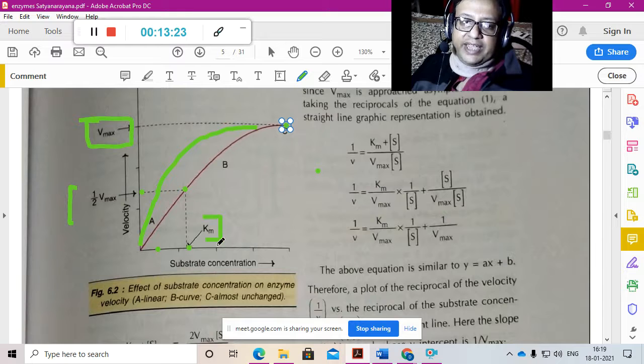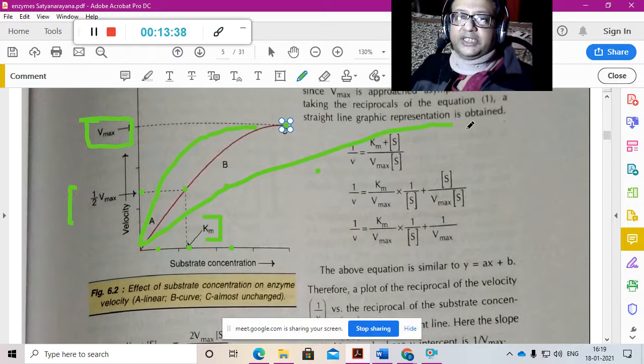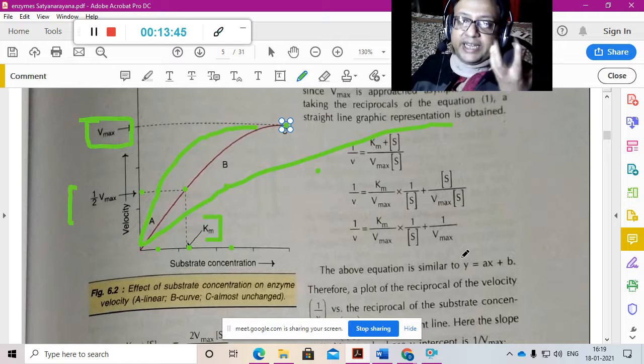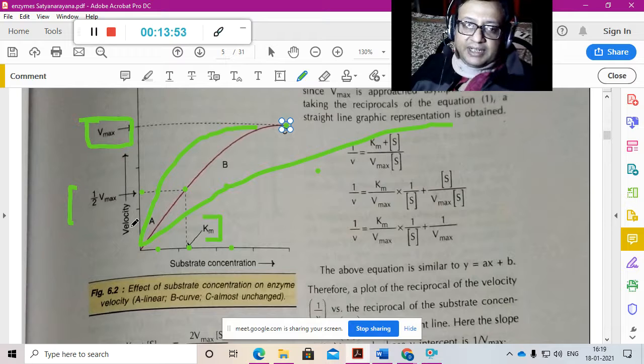And if the Km is higher, bring it over here. This is going to take a longer time. You need more substrate. So higher Km means the enzyme's affinity for the substrate, or the rate, is much less, and lower Km means it is very high. So this is the philosophy of Km.